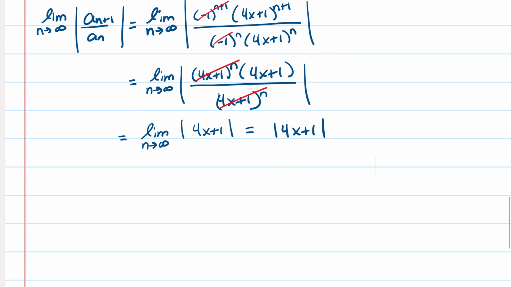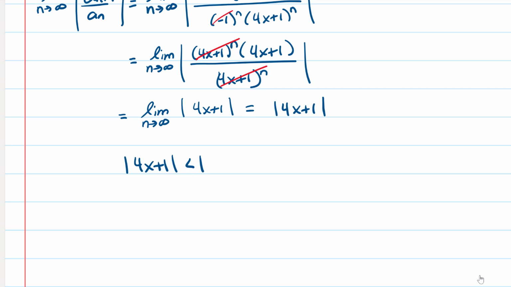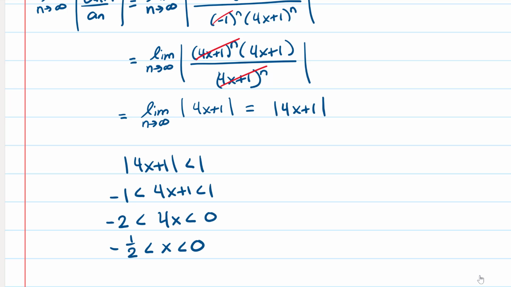The last thing I need to do is find the radius. So the absolute value of 4x plus 1 is strictly less than 1. I'm going to use the definition of the absolute value, then subtract 1 and divide by 4. So in order for this to converge, x has to be between negative 1/2 and 0, which makes r 1/4. Basically, you take this distance here and divide it by 2.